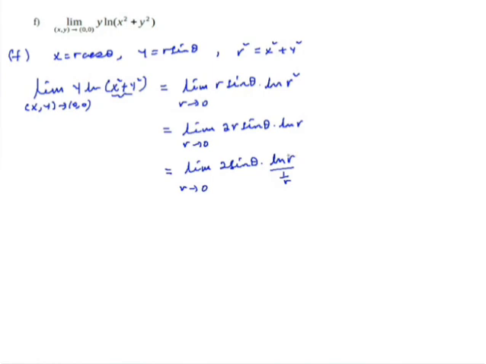ቀጥታ ዜሮን ሰብስቲቱት ብናደርግ undefined ስለሚሆን ኤልሆፒታል ሩል እንጠቀማለን። So we take the derivative of this by the derivative of this, so the limit becomes 2 times sin theta times ln r derivative is 1 over r, 1 over r derivative is minus 1 over r square as r approaches to 0.